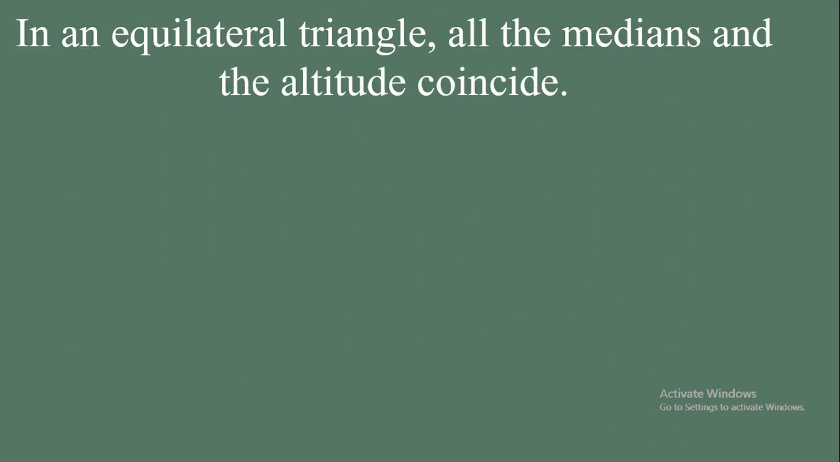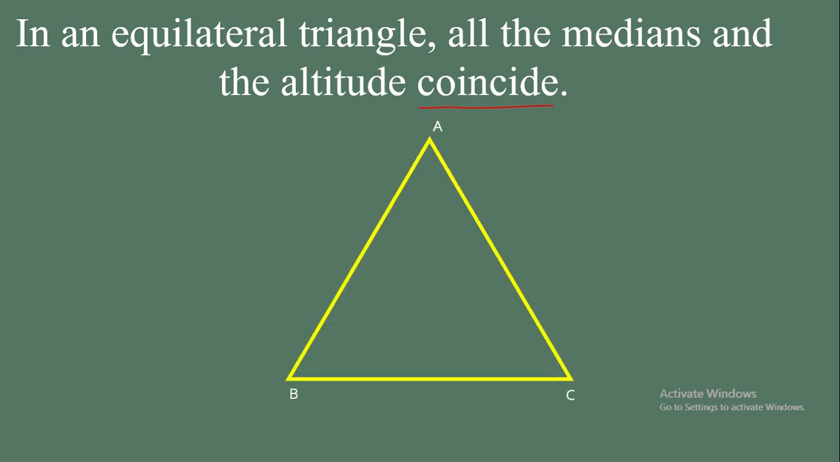Now, one more point is, in an equilateral triangle, all the medians and the altitudes coincide. Just like here, if we consider ABC as a triangle, then D is the midpoint of BC, E is the midpoint of AC, and F is the midpoint of AB. If we join D with A, it becomes a median. If we join F with C, it becomes a median. And if we join E with B, it becomes a median.